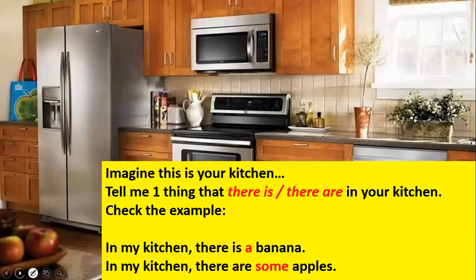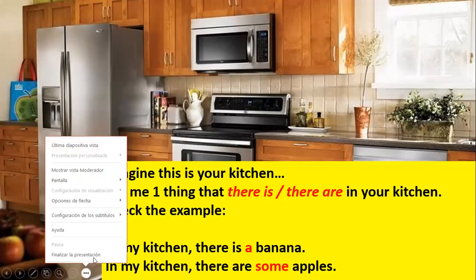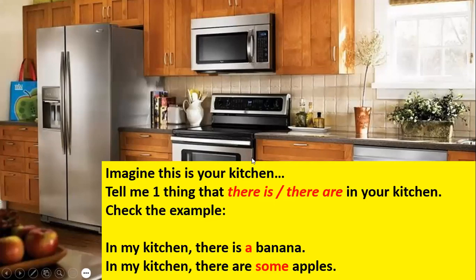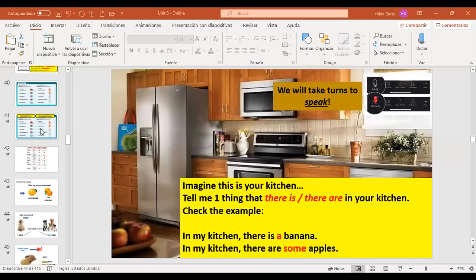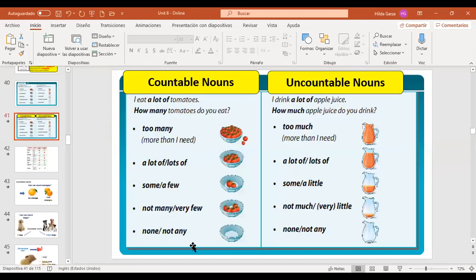Now we're going to work with this specifically, little by little. What I want you to consider is this. Oh, sorry. Let me show you the presentation. There you go. What I want you to consider are these things. Okay. If it's too many, a lot of, lots of, some, many, very few.